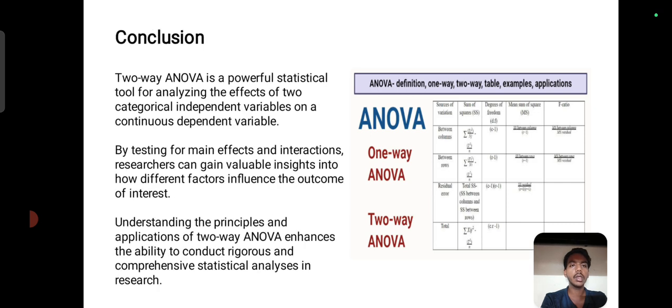Conclusion. Two-way ANOVA is a powerful statistical tool for analyzing the effect of categorical independent variables on a continuous dependent variable. By testing for main effects and interaction, researchers gain valuable insight into how different factors influence the outcome of interest. Understanding the principles and applications of two-way ANOVA enhances the ability to conduct statistical analysis in research.